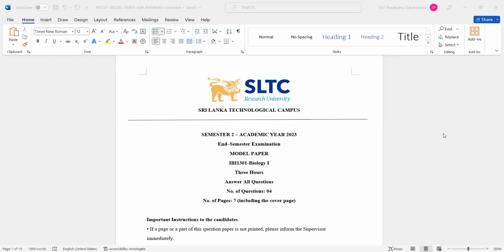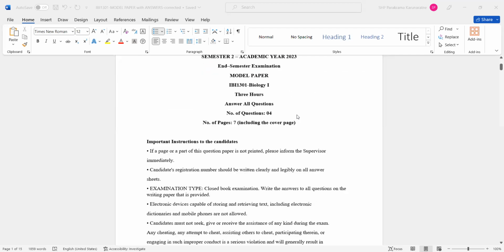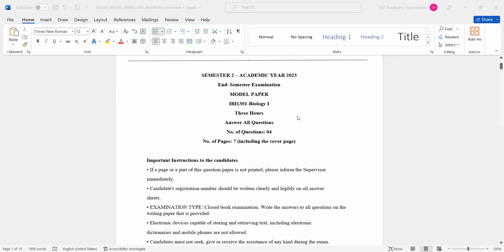Right. I'm going to discuss this model paper with you, starting from the first page. On the first page, as you can see, you are given 3 hours' time to answer all the questions. 4 questions are there. Number of pages 7. So you will get the actual paper also in this same style.